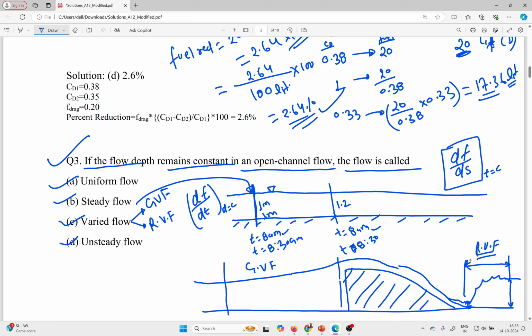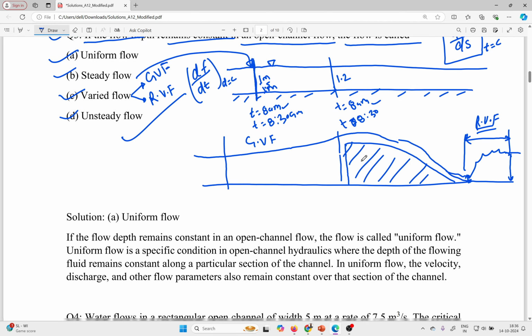Remember please. Unsteady flow: at a particular location or particular cross section, if your flow characteristics change with respect to time. Let us suppose here at 8 am your flow depth is 1 meter, at 8:30 am here flow depth is 1.5 meter. So such type of flow is known as unsteady flow. Always remember please. Now we'll move on to the next question.